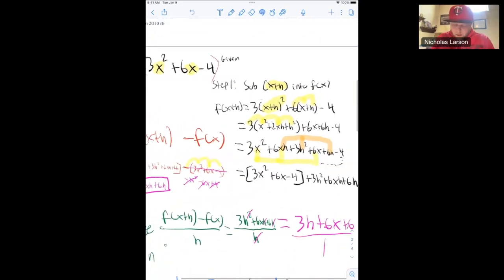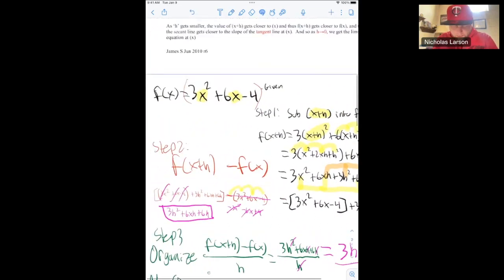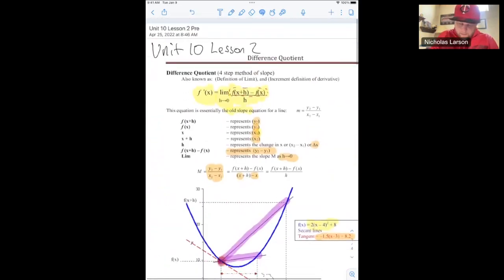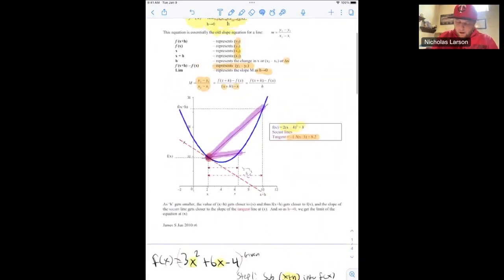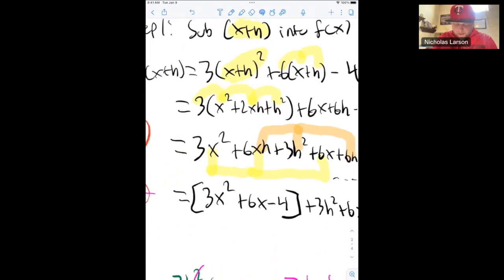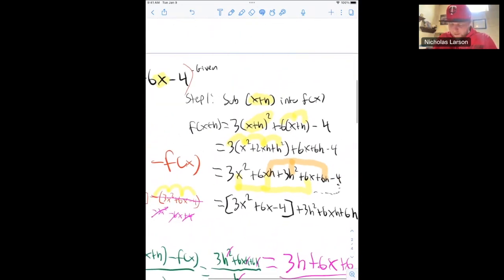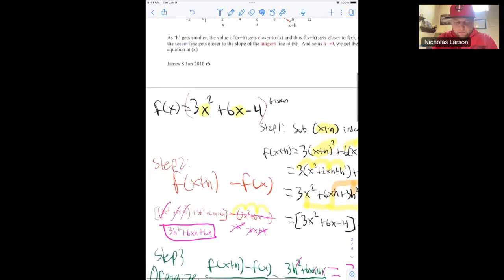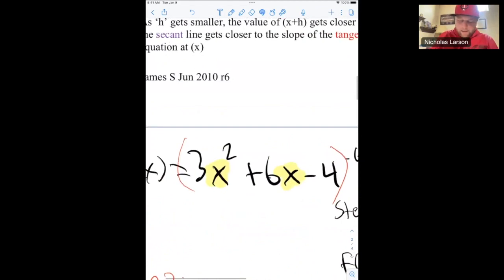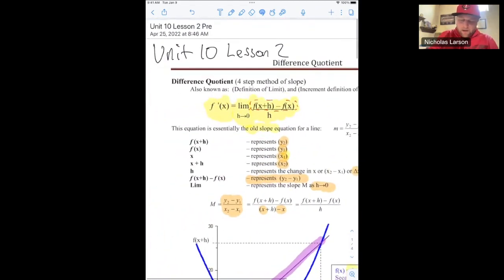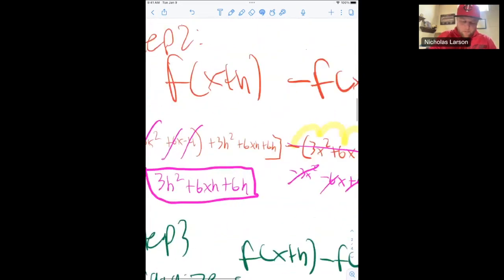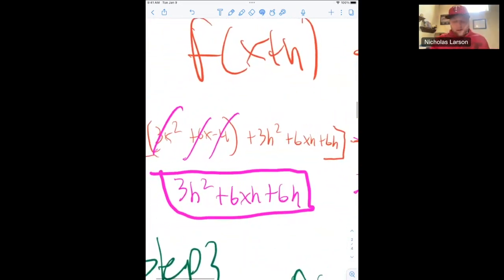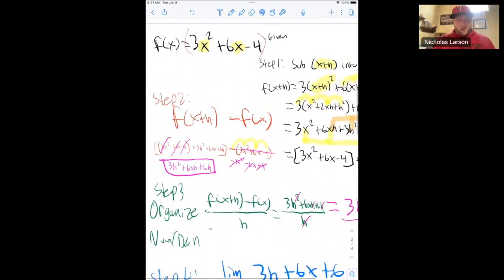And so what ends up happening is I take f of x plus h minus f of x. I ended up getting 3x squared plus 6x minus 4 plus 3h squared plus 6xh plus 6h. 3x squared plus 6x minus 4 is exactly what I started with. So essentially, when I do this, these two are going to cancel each other out, and all I'm left with is 3h squared plus 6xh plus 6h.